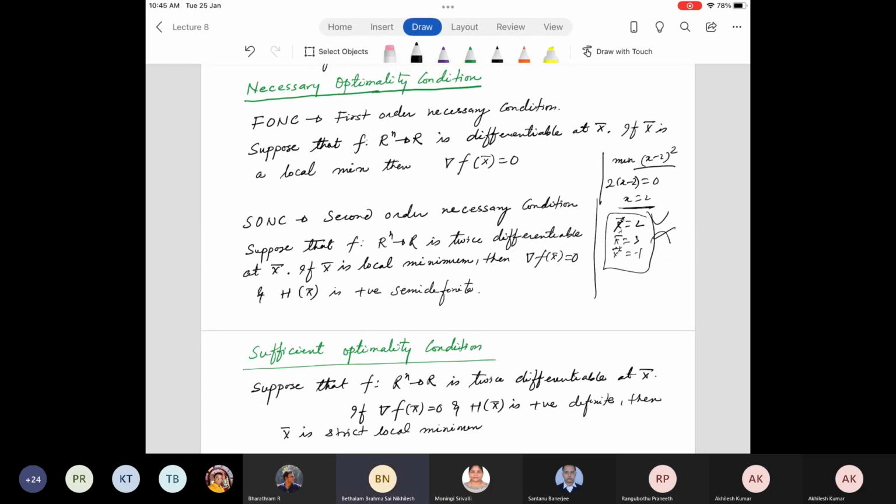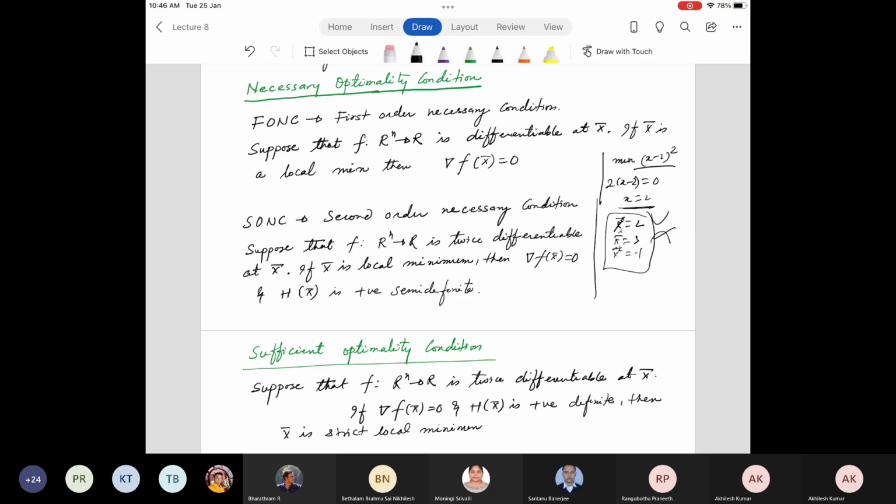Sir, in necessary it is positive semi-definite, Hessian. In sufficient it is positive. I mean, apart from that, because I am talking about the strict one. So see, if you read the necessary condition, if x bar is a local minimum, then del f(x bar) will be equal to 0. Read now the sufficient optimality condition. If del f(x bar) is 0 and H(x bar) is positive definite, then x bar is a strict local minimum. Do you see the difference?